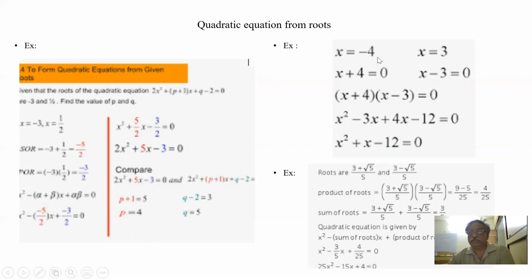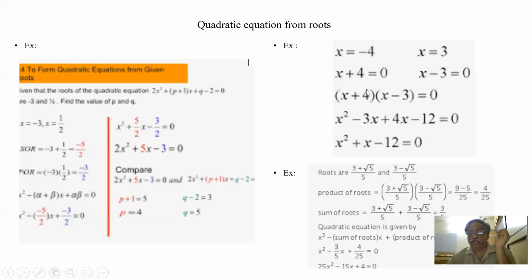Let us see, we have two roots given here. Simply I am putting x plus 4 into x minus 3. This is the quadratic equation. The sum of the roots: minus 4 plus 3 is minus 1. So minus of the sum of the roots is plus 1, so plus x. What is the product of the roots? Minus 12.